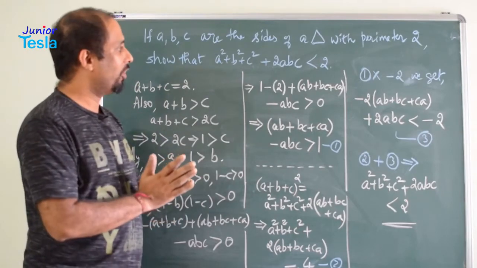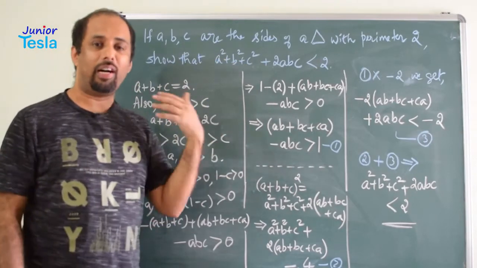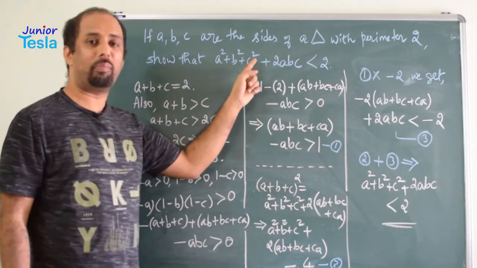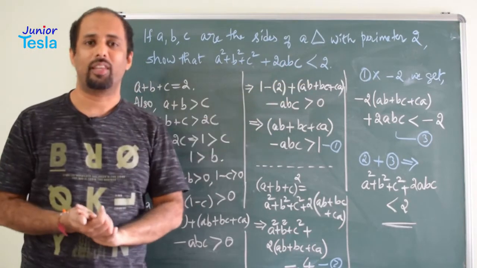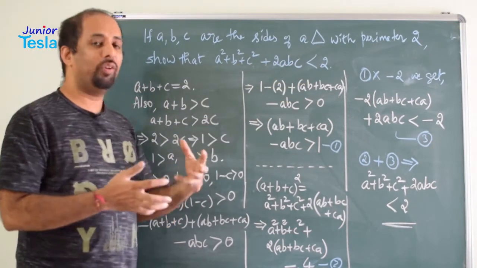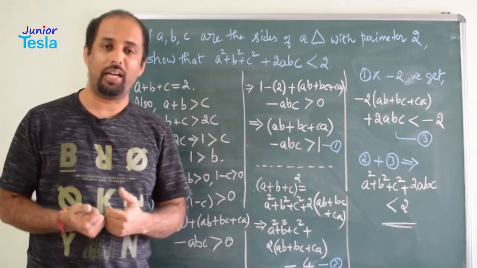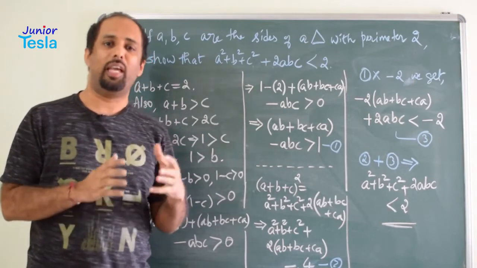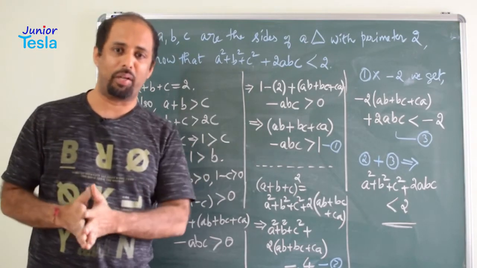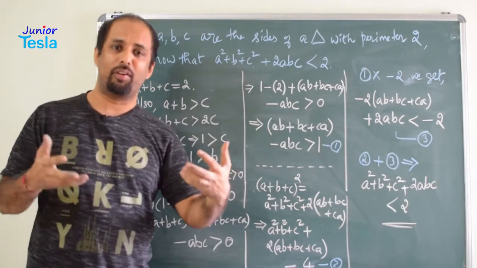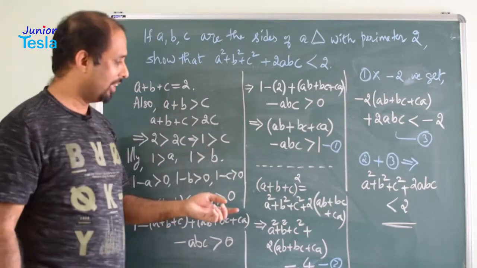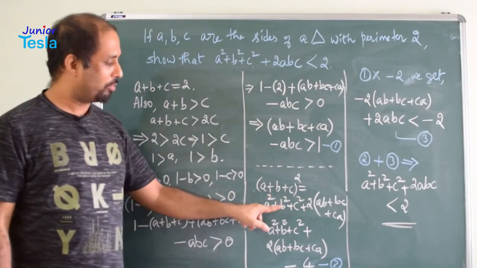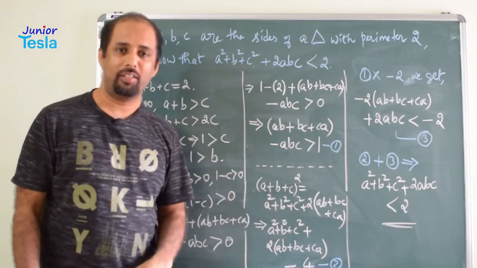Now let us go back to the problem. They are asking to show that a square plus b square plus c square plus 2abc is less than 2. So somehow we have to get the terms a square, b square, c square and abc. How do we do it? One identity that we can immediately think of is a plus b plus c whole square, right? There you will get a square, b square, c square terms. Let us write the identity: a plus b plus c whole square is equal to a square plus b square plus c square plus 2 times (ab plus bc plus ca), right?